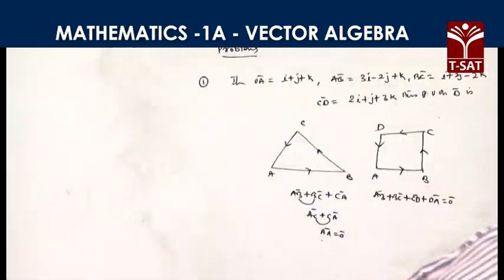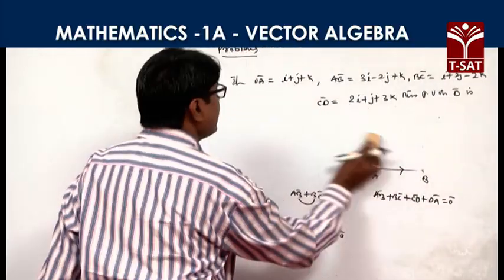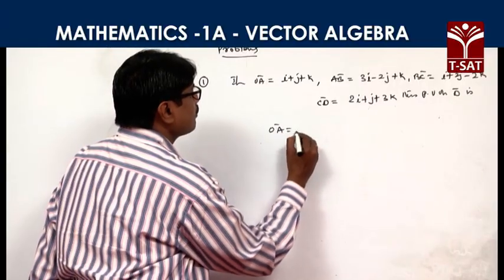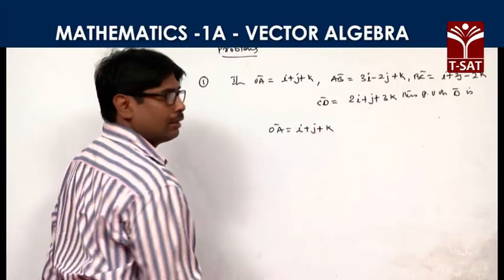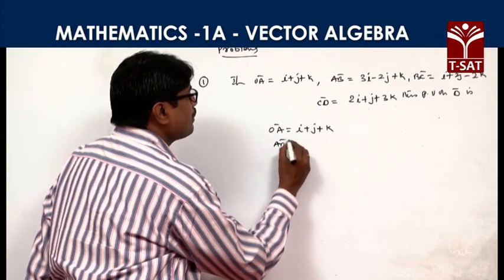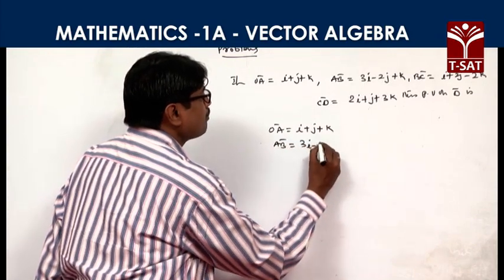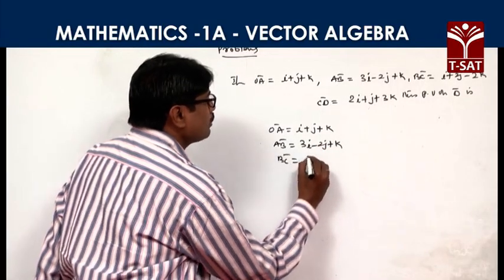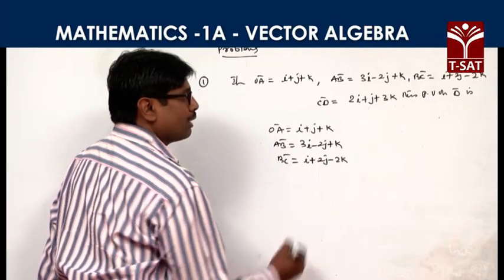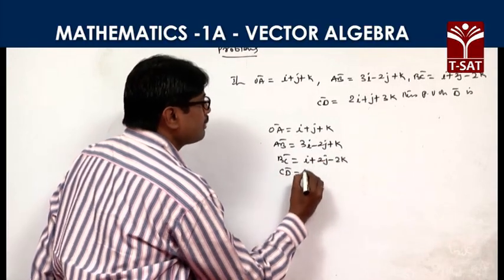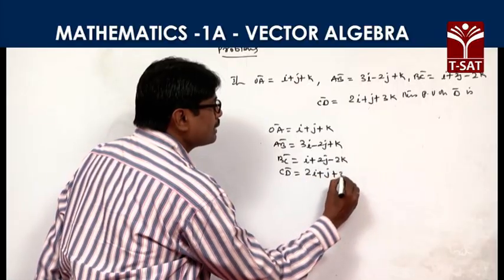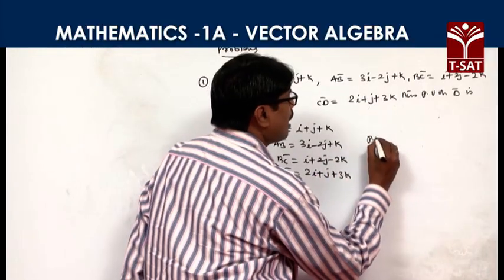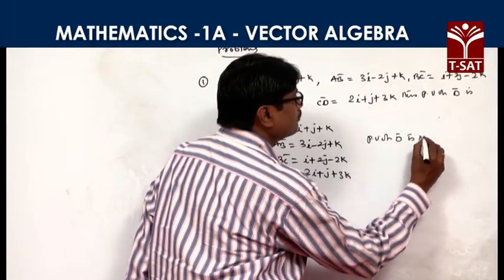Now, our problem is given that OA bar is equal to I bar plus J bar plus K bar. And AB bar is equal to 3 times I bar minus 2J bar plus K bar. BC bar is equal to I bar plus 2J bar minus 2K bar. And CD bar is equal to 2I bar plus J bar plus 3K bar. I want the position vector of D bar. Position vector of D bar is OD bar.